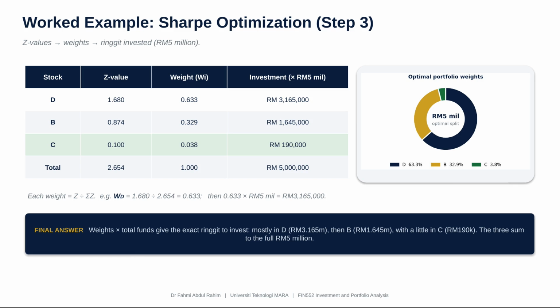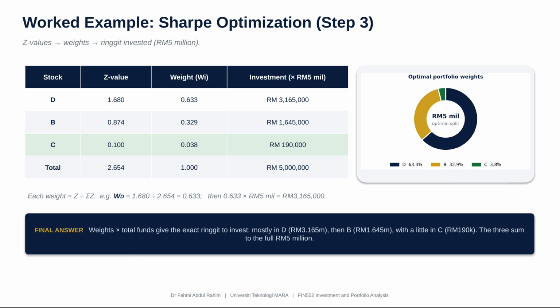Finally, multiply each weight by the 5 million ringgit to get the investment. D gets 0.633 times 5 million, which is 3,165,000 ringgit. B gets 1,645,000 and C gets 190,000. These three add up to exactly 5 million ringgit. The final answer, in the box, invest mostly in D, then B, with a little in C. And there you have it, a finished optimal portfolio built from scratch.